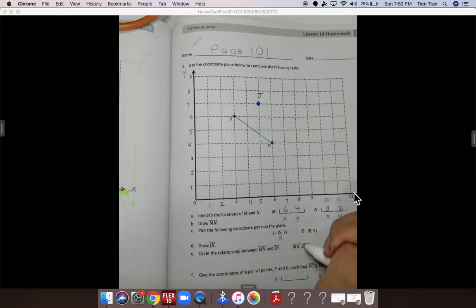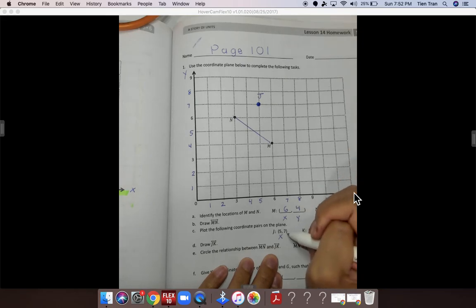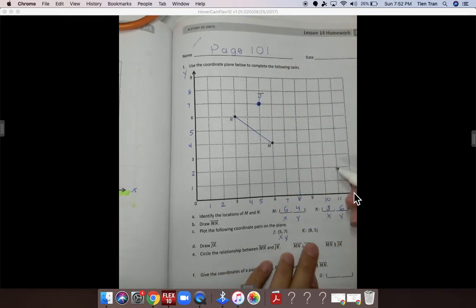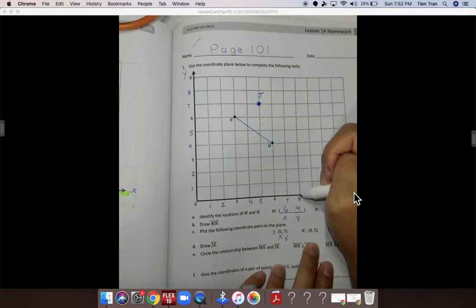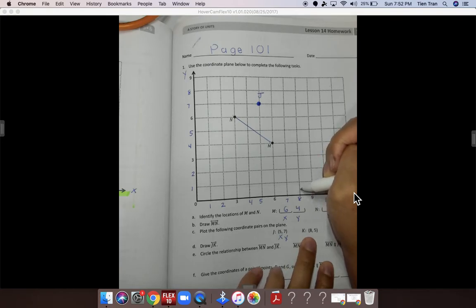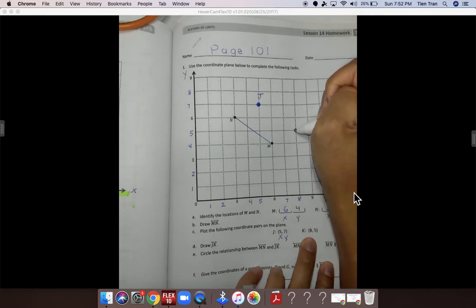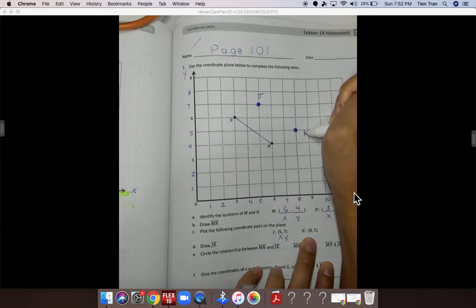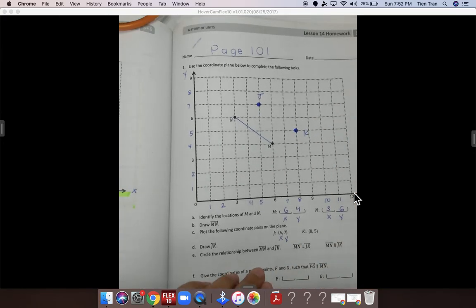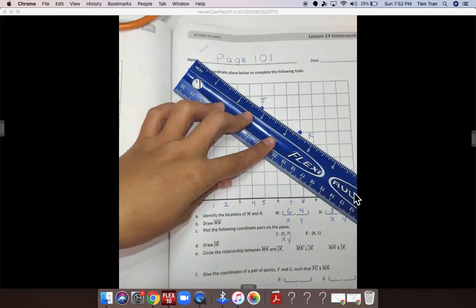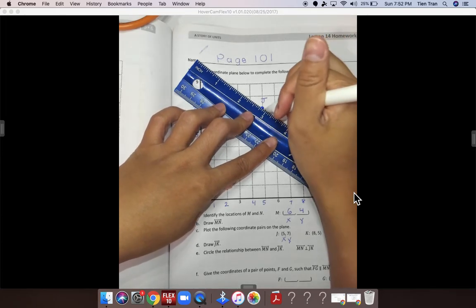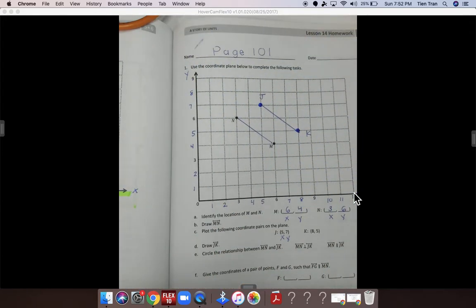And then for K, what we have here is 7. Oh, yeah, I already plotted that one. For K, we have 8 for our x coordinate, and we're going to move up to 5 as our y coordinate. So this is called K. And then they want you to connect these dots for letter problem D. So I'm connecting them together.